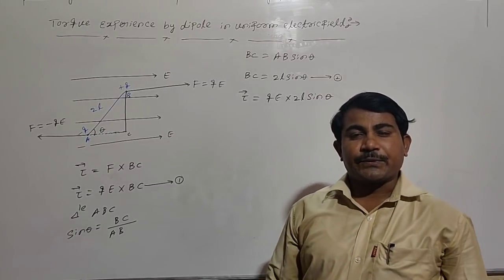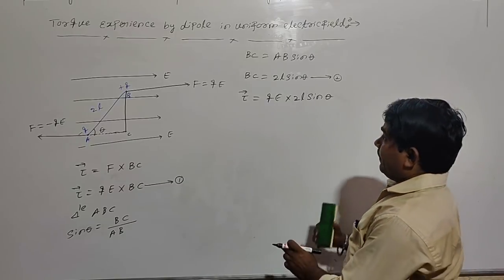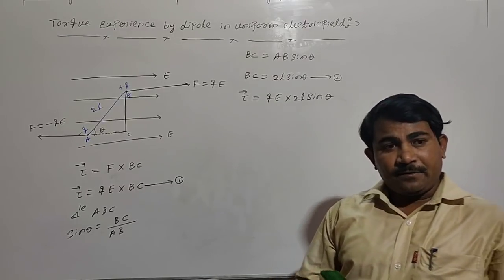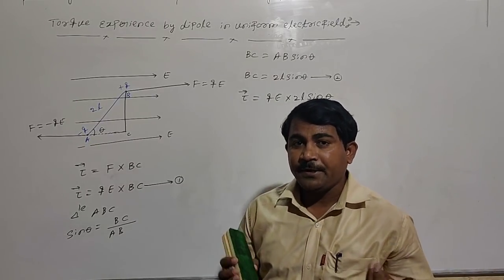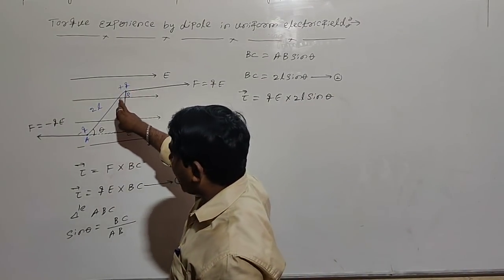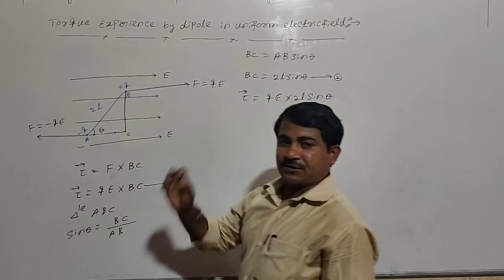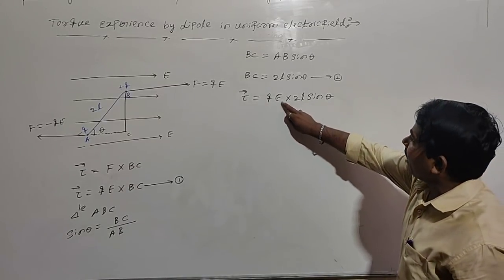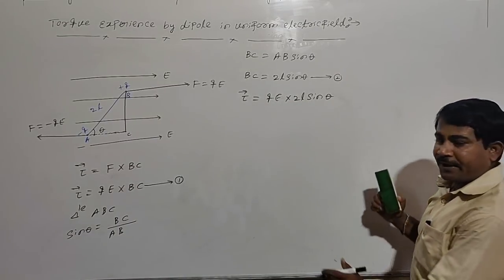This is 2L sin theta. But you know dipole moment again. What is the definition of dipole moment? The product of magnitude of either charges and the distance between two charges. That is Q into 2L. That is electric dipole moment.